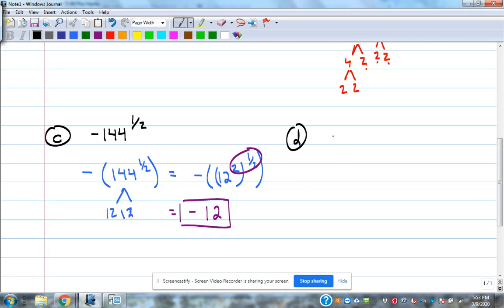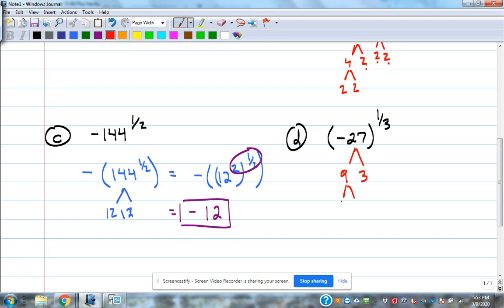Oh well, whatever. Negative 27 in parentheses to the 1/3. So we do a 1/3 power instead of 1/2. So changing it up, this is different than the 1/2 power just by what we multiply by at the end. So we're going to break down the 27.